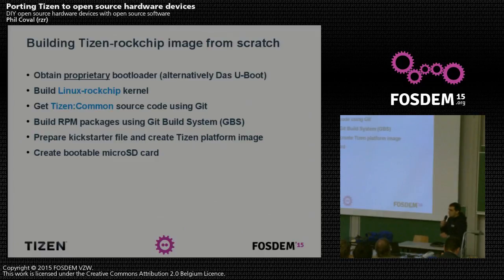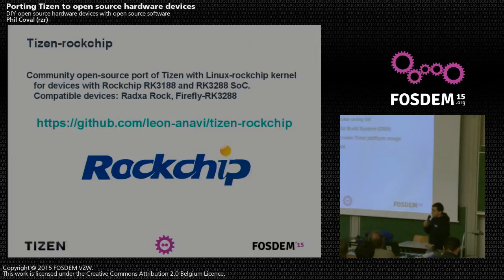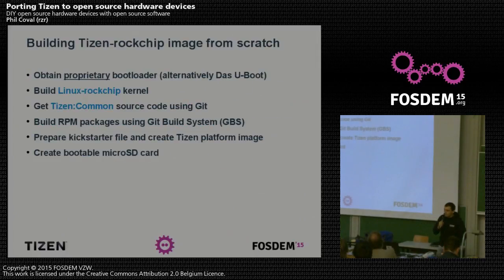I will not go into the details about the process for building a Tizen Rockchip image, because it's pretty much the same procedure as for all Allwinner devices. The difference here is that there is a U-Boot, but it's recommended, or at least that's what I've understood, to use a proprietary bootloader. So the image that is available at the moment for booting Tizen Common from microSD card on the two boards that we support is using a proprietary bootloader.